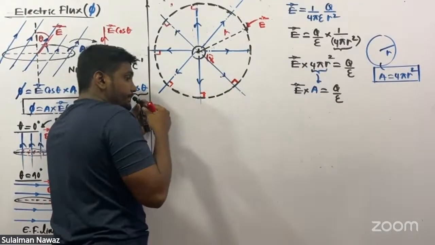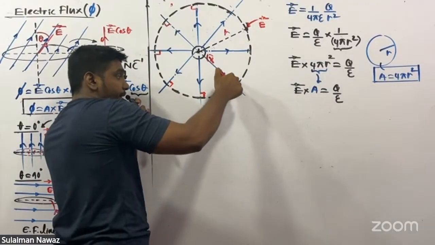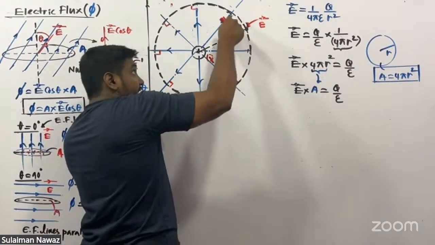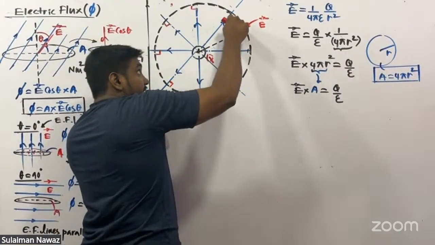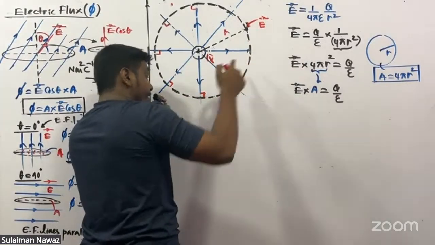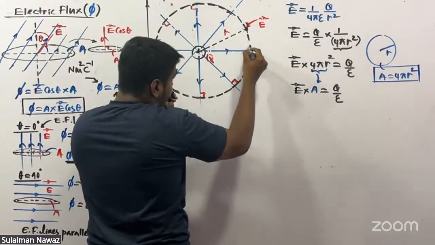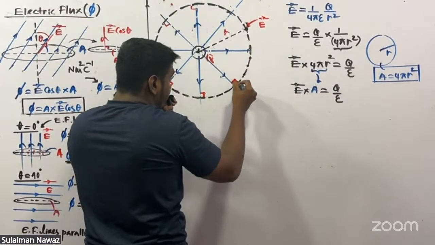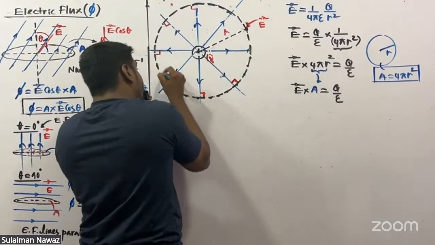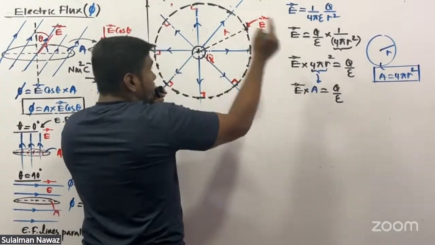And we know the electric field intensity at this area. How much? Any point on this area. When you take any point on this spherical area, we all know that the electric field intensity at any point on the spherical area is going to be exactly this one.